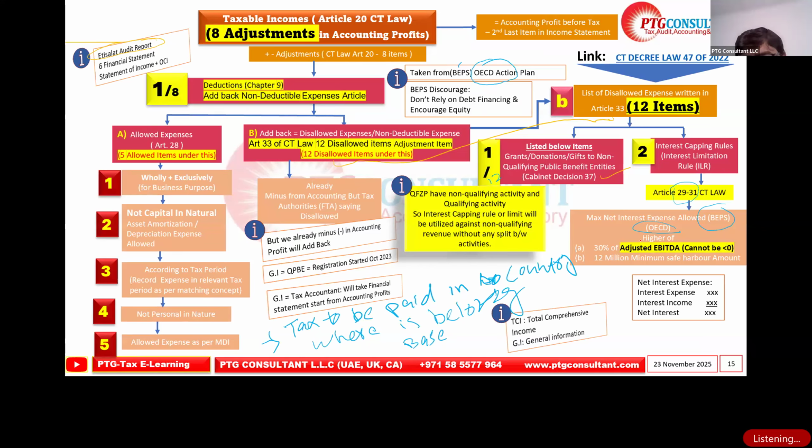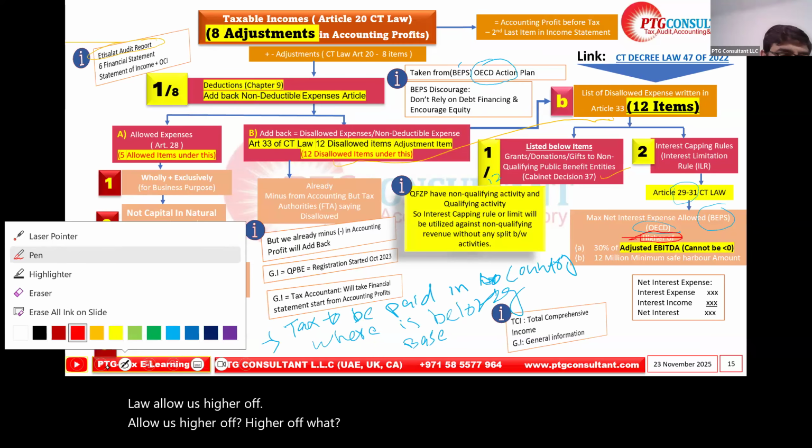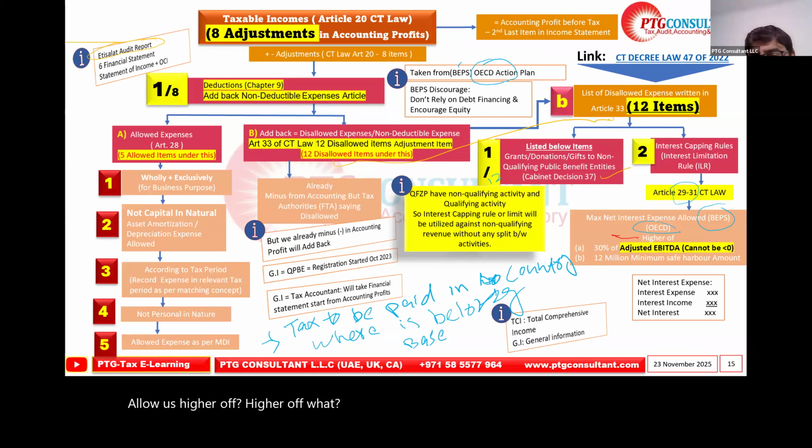Now the next is the interest expense. So what does the law allow us, the higher of what? The law allows the higher of 30% of adjusted EBITDA. And previously we learned the adjusted EBITDA. Hope you understand why we learned the adjusted EBITDA definition.